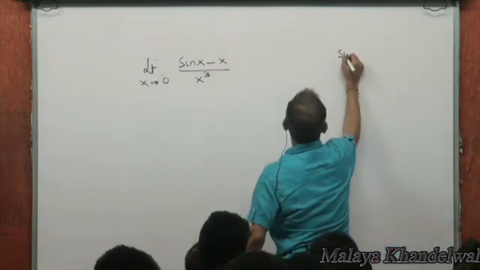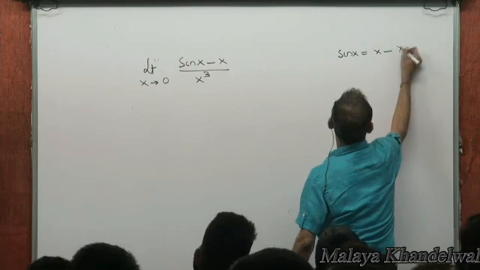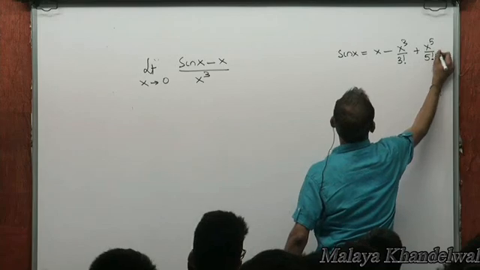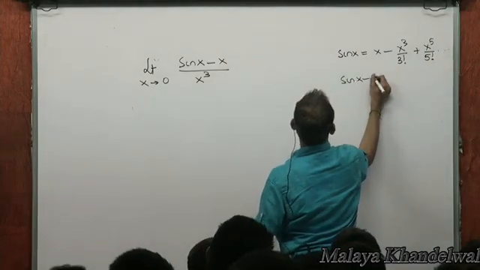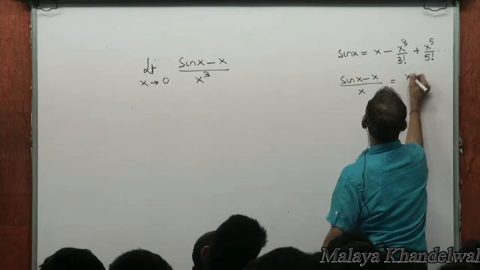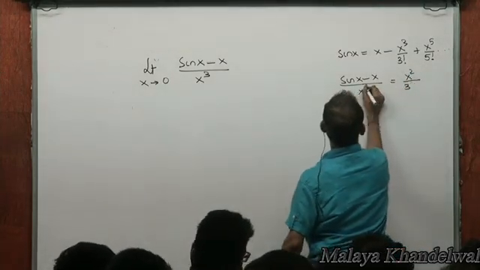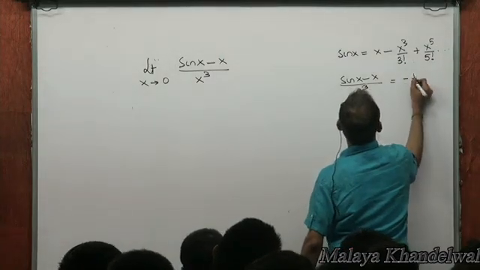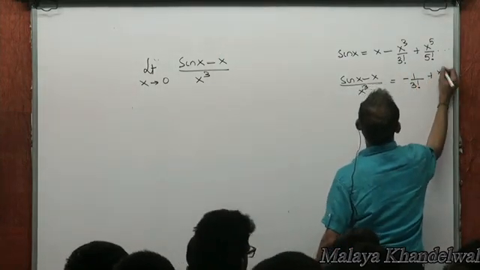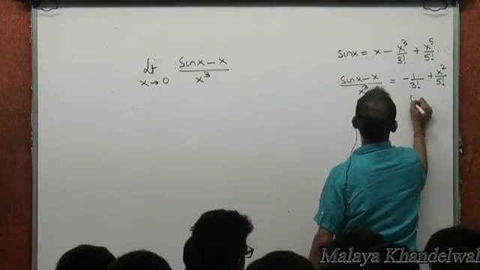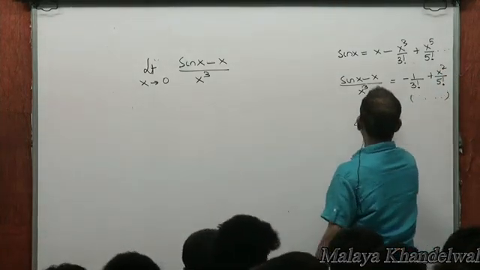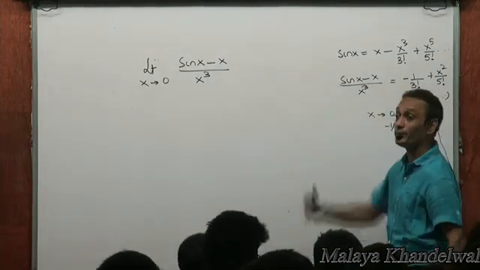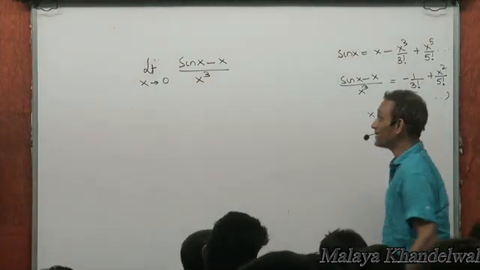I mean, if you said sin x is x minus x cubed by 3 factorial plus x power 5 by 5 factorial and so forth, then (sin x minus x) by x cubed is going to be minus 1 by 3 factorial plus x squared by 5 factorial. All of the terms will contain x. As x tends to 0, this tends to minus 1 by 6. This limit would be minus 1 by 6 using series expansion.